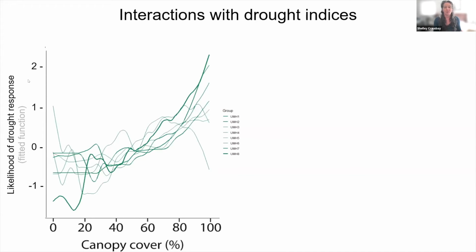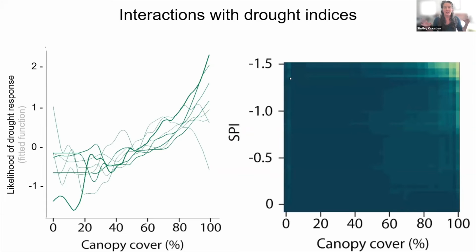And this is because these trees are competing for water during drought conditions, right? But what's interesting is that you can, in your multivariate modeling space, try and understand, well, how does canopy cover actually interact with the drought index?